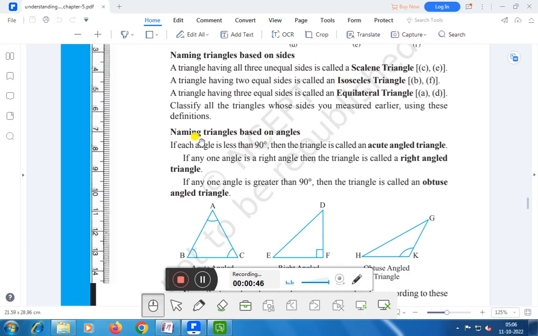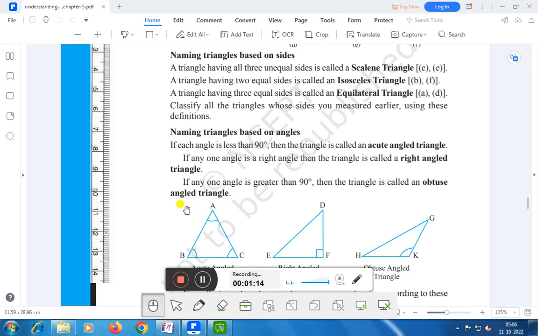Now we learn about naming of triangles based on angles, right? If each angle is less than 90 degrees, then the triangle is called an acute angled triangle. If any one angle is a right angle, then the triangle is called a right angled triangle. If any one angle is greater than 90 degrees, then the triangle is called an obtuse angled triangle. This is the naming of triangles.